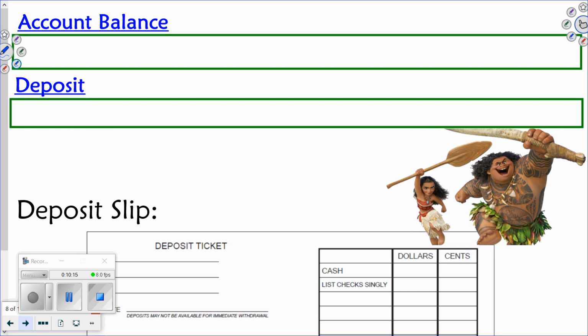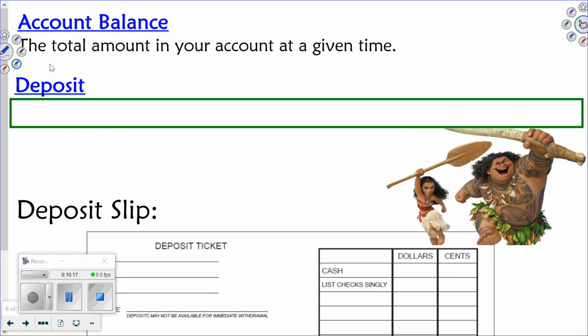All right, guys. Account balance. It is the total amount in your account at any given time. Account balance, the total amount in your account at any given time. Anybody in here got a negative account balance right now?